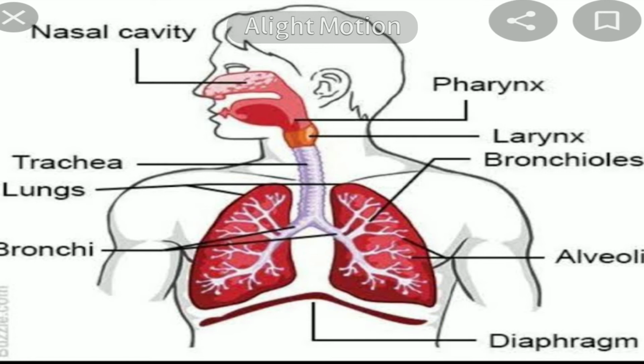Rings of cartilage are present in the throat. This ensures that the passage does not collapse. Within the lungs, the passage divides into smaller and smaller tubes which finally terminate into balloon-like structures which are called alveoli. The alveoli provide a surface where the exchange of gases can take place. The walls of the alveoli contain an extensive network of blood vessels.